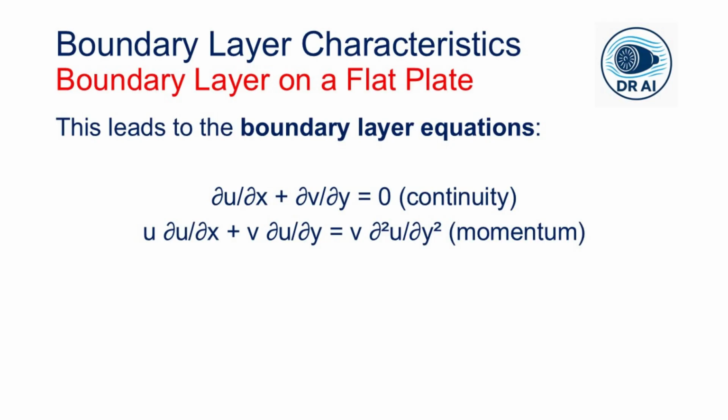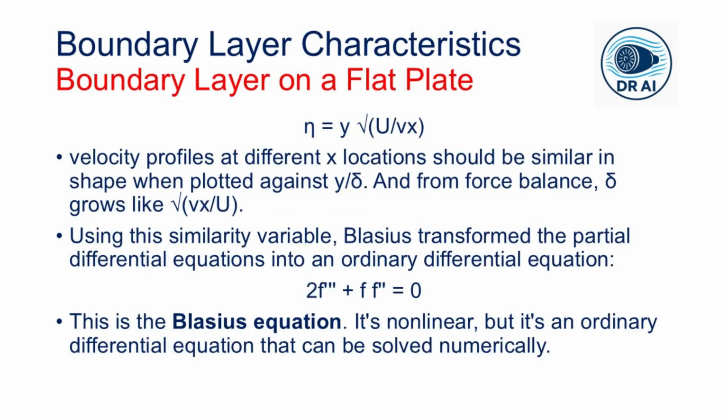Now these equations are still nonlinear partial differential equations, but they are simpler than the Navier-Stokes equations. And most importantly, they are parabolic. So information only travels downstream, not upstream. So what happens downstream cannot affect what happens upstream. In 1908, Prandtl's student Blasius found a way to solve these equations.